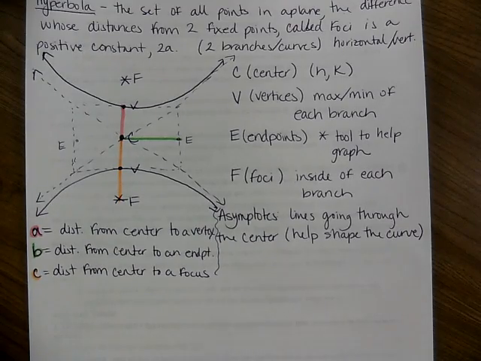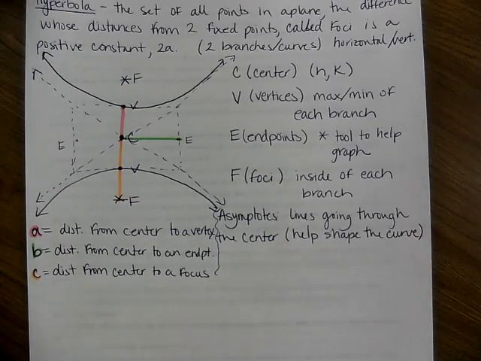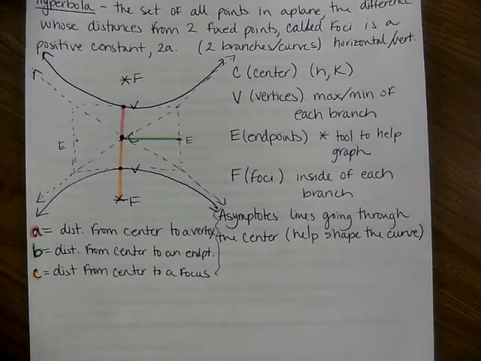Is B really greater than A? Not always. C is greater than A always. We're going to talk about that next. There are different rules, and this is where the hyperbola gets a little confusing, because all this stuff that we just talked about in an ellipse slightly changes. So you've got to keep it all straight.